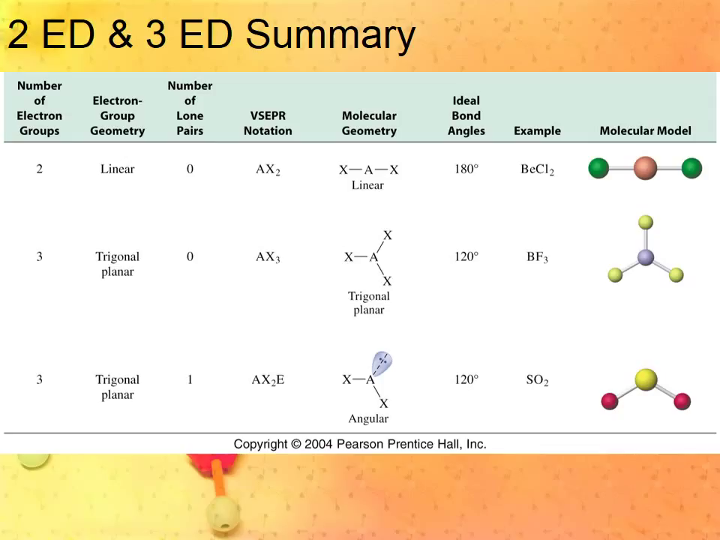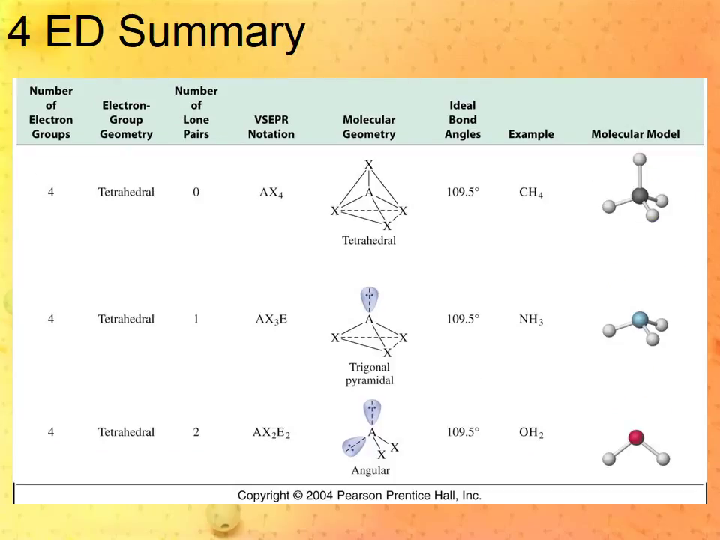I have included in this slide and in the next slide a summary table in which you have the various structures that are possible with 2 electron domains and 3 electron domains. What's missing here, though, is the A2 type, but I don't think that should be very hard to remember. And here is the 4 electron domain summary table. I hope these tables help you consolidate your knowledge.